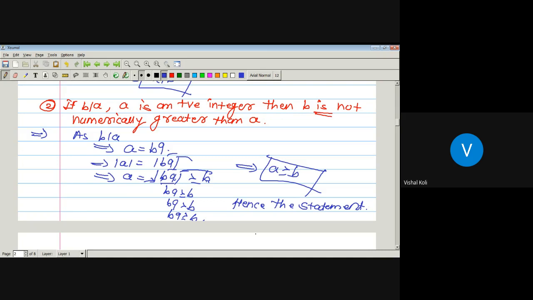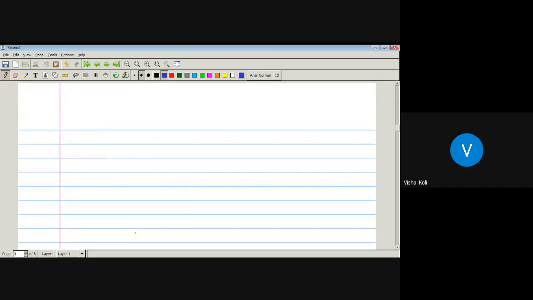Yes, until now does anyone have any doubt? No, sir. Okay. Now the next concept is nothing but the division algorithm. Yes, have we done division algorithm anywhere before?